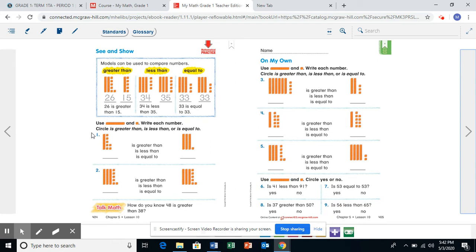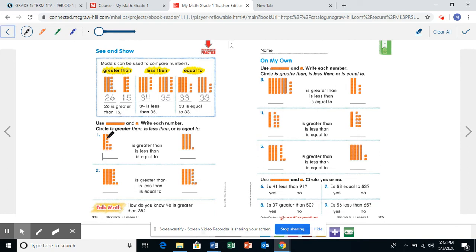Okay, so let's look over here. Use the cubes, the 10 base cubes, and the single cubes. Write each number and circle is greater than, is less than, or is equal to. So let's look at this. Here, I'm going to do this with you. I have 1 10 base, so I'm going to write the number 1.